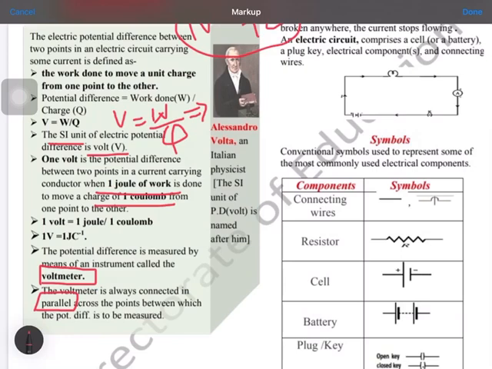So all this potential difference was given by Alessandro Volta. He was an Italian physicist, and this SI unit of volt is named after him.